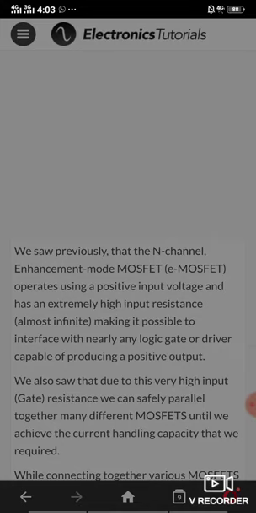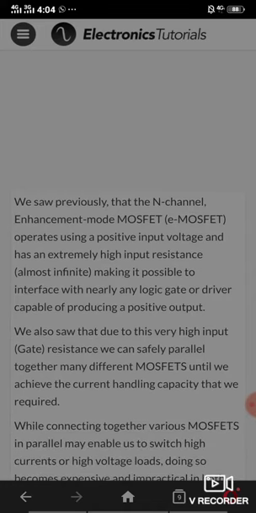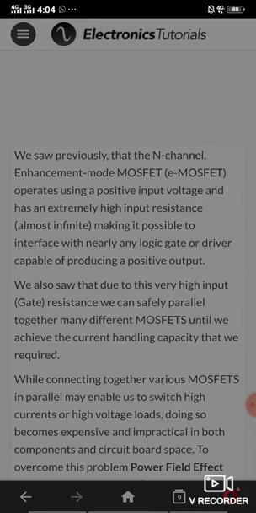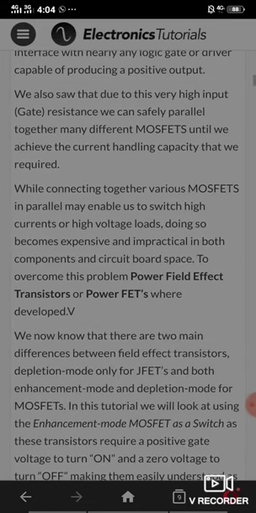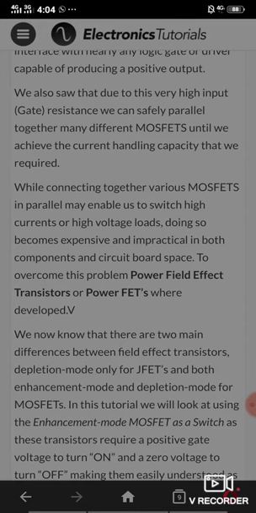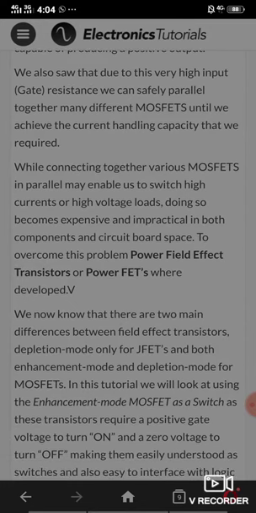We also saw that due to this very high input resistance, we can safely parallel together many different MOSFETs until we achieve the current handling capacity that we require. While connecting various MOSFETs in parallel may enable us to switch high current or high voltage loads, doing so becomes expensive, and we now know that there are two main differences between field effect transistors: the JFET, and both enhancement and depletion mode MOSFETs.